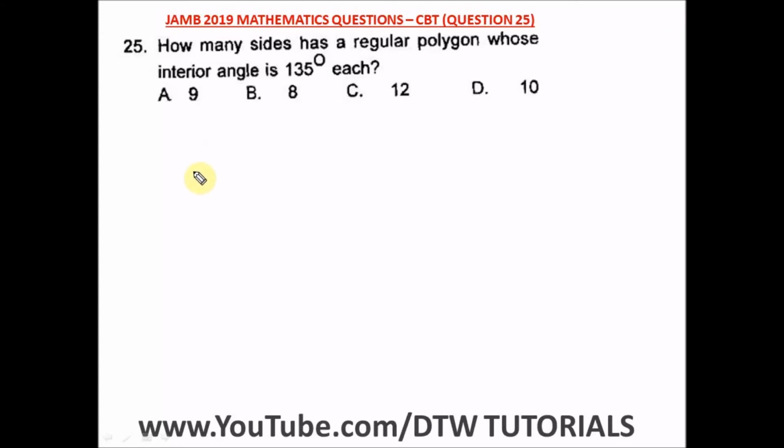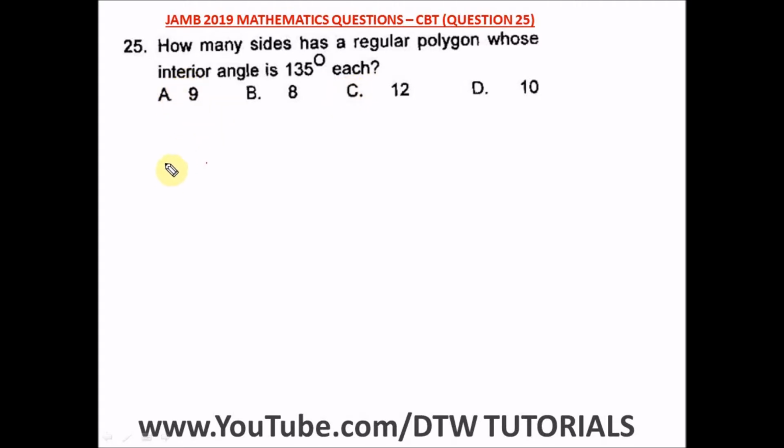Question 25 of the JAMB 2019 Mathematics Past Question, that's your UTME CBT exam. It says, how many sides has a regular polygon whose interior angle is 135 degrees each? Okay, remember this is a polygon and we're talking of interior angle here.